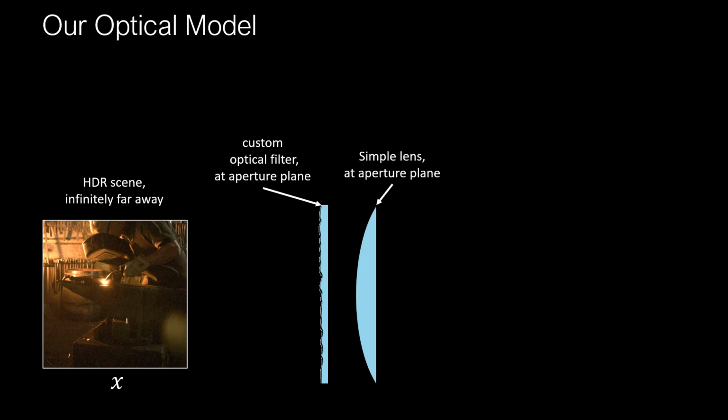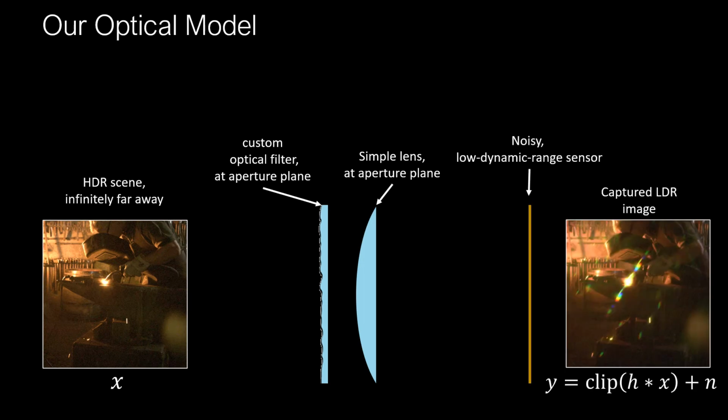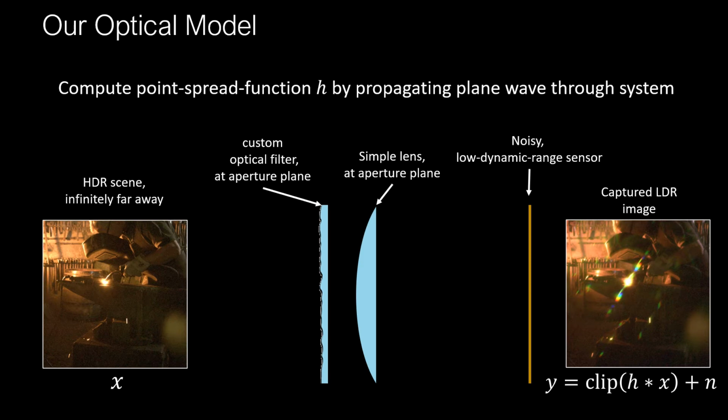The first step in designing an optical filter with end-to-end learning is to model the optical system. We do so as follows. We first model a high dynamic range scene that is located infinitely far away from our sensor. Light from the scene propagates to a custom optical filter located at the aperture plane of our camera. This is what we're going to optimize. Light is modulated by the filter and then immediately interacts with a simple lens, also located at the aperture plane. This modulated light then propagates to the sensor, which records a clipped and noisy version of its intensity. We compute the point spread function associated with the system by propagating a plane wave through it.